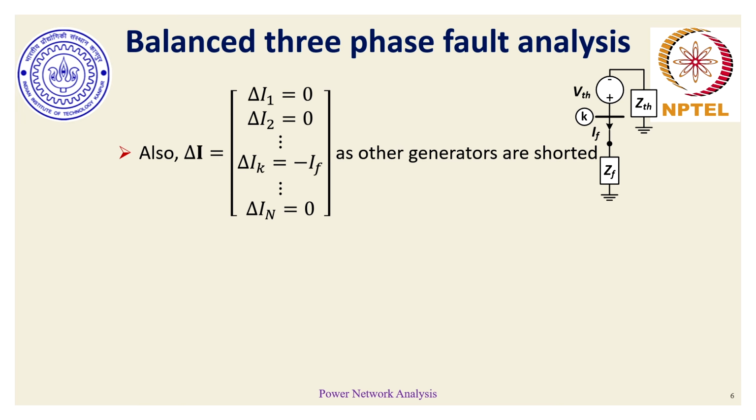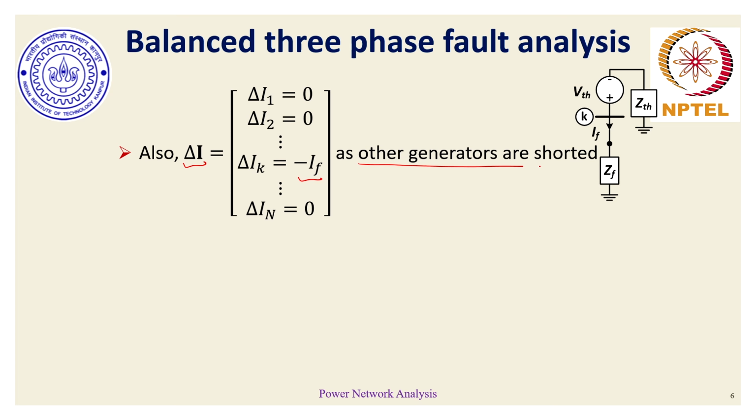So delta Ik is the only non-zero element present in the delta I vector, as all other generators are unaffected; they are shorted. All generators are represented by their internal EMFs and corresponding direct axis reactances. While finding Thevenin impedances, we consider all voltage sources to be shorted. So all other voltage sources are null and void. Their voltage sources don't play any role in the overall Thevenin circuit that we are going to look at. So all other generators are shorted, and hence all other bus currents are zero. Only delta Ik is the non-zero current.